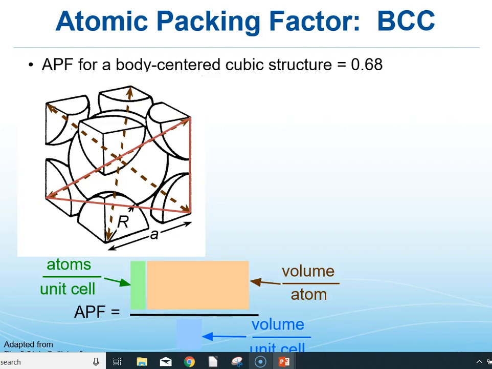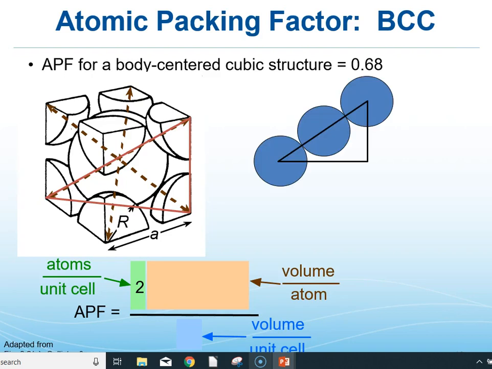So if we have the same kind of argument here, the number of atoms per unit cell this time is 2. We have the same as in simple cubic, where we have 1/8 on each corner, and then 8 corners, plus 1 whole one in the middle. So there's 2 atoms per unit cell for body-centered cubic.